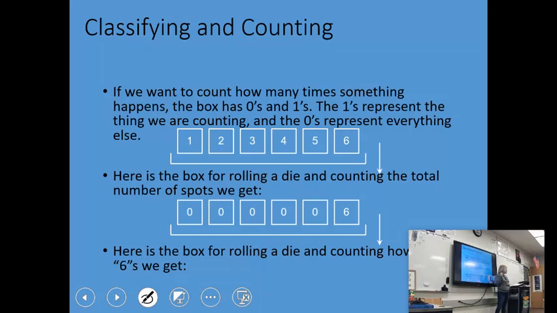So you have to look at the example and think, okay, what are we counting? What's the only thing we're counting? And that might be the only one that has a number on the ticket, okay? Everything else would be zeros. So you got to read the question carefully, all right?